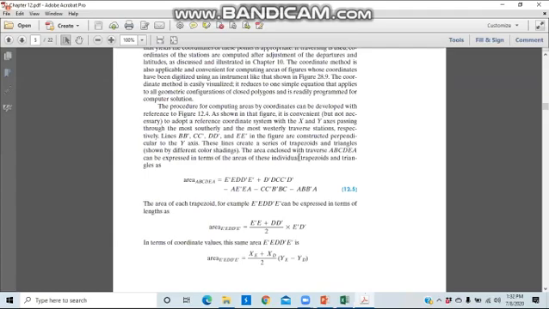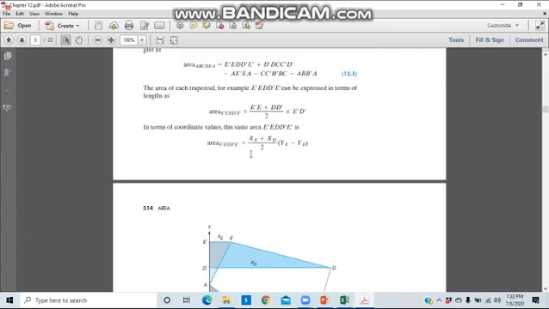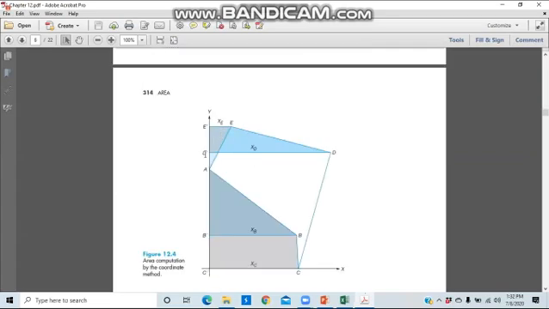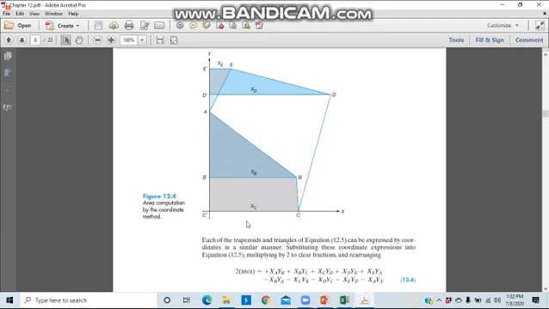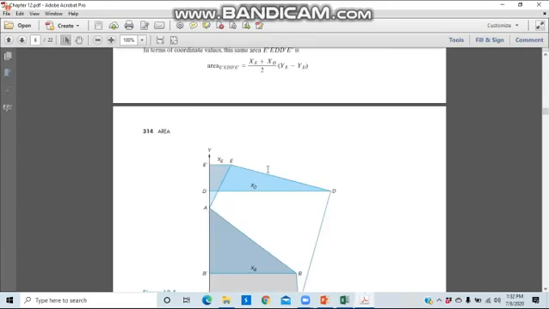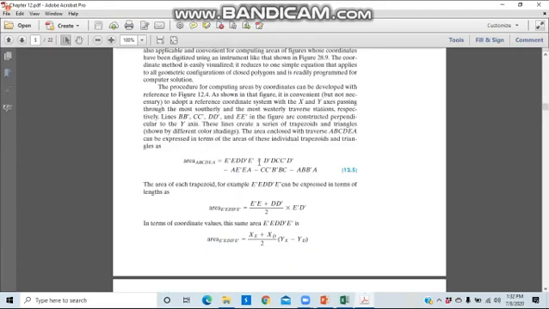These lines create a series of trapezoids and triangles shown by different color shading. For example, this is a triangle A, E, E dash, and then E, D, D dash, E dash, A, B, B dash, right? C, C, B, B dash. So this is a triangle. The upper one was a rectangle. So these are the rectangles and triangles created to calculate the area of that shape.